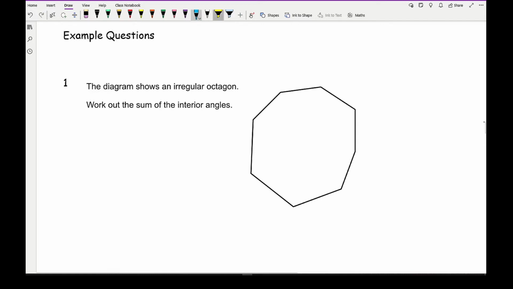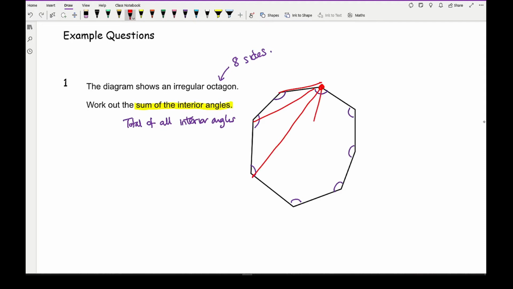Now, the important thing with this question is it's asking for the sum of the interior angles, which basically means the total of all interior angles. So what the question is asking me is to work out this angle plus this one, plus this one, plus that one, plus this one, plus this one, plus that one, plus that. I also know that an octagon has got 8 sides. So again, if I forget the formula or I'm not too sure how to work this out, I pick a point, which I'm just going to go for this point, and I draw a line to each of the other vertices, or in other words, the other corners.